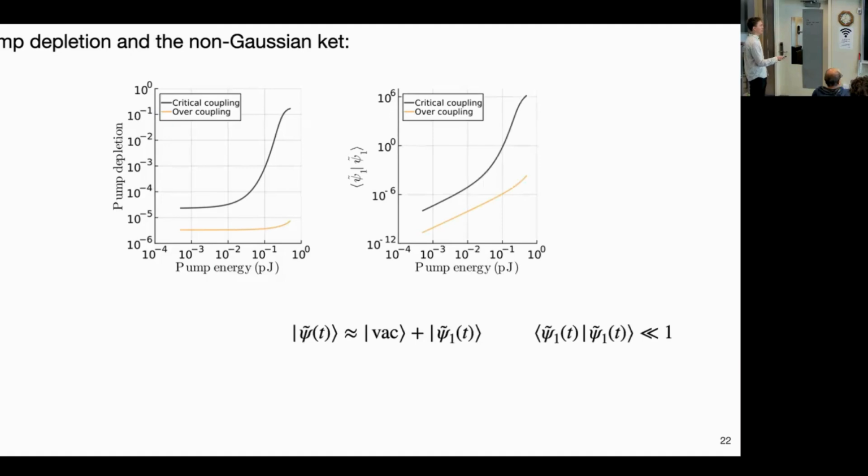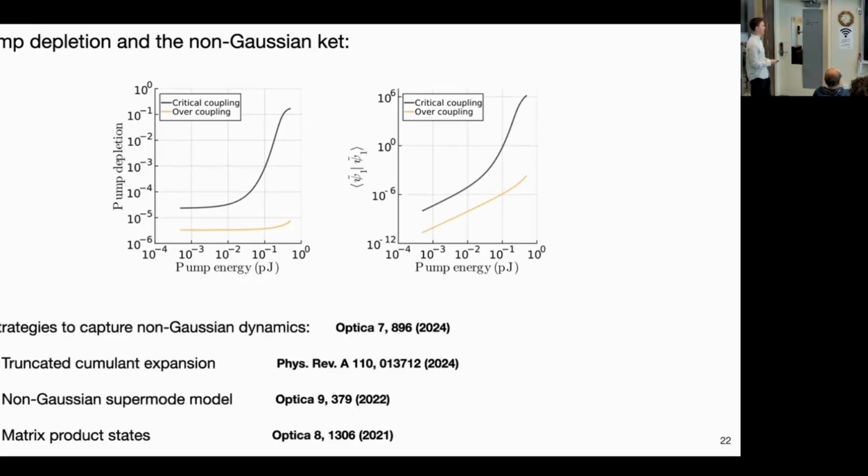If I then look at the overlap of just the first order non-Gaussian ket, for critical coupling, where I see a lot of pump depletion, I find that this overlap becomes excessively greater than 1, indicating that there is a large element of non-Gaussianity, and that this perturbative approach is not valid anymore. And yes, so there are strategies, I won't talk about them, but there are strategies to capture the non-Gaussian dynamics in a non-perturbative way.